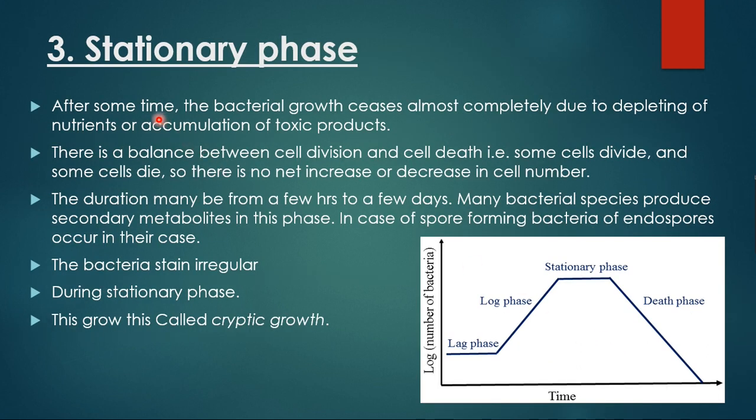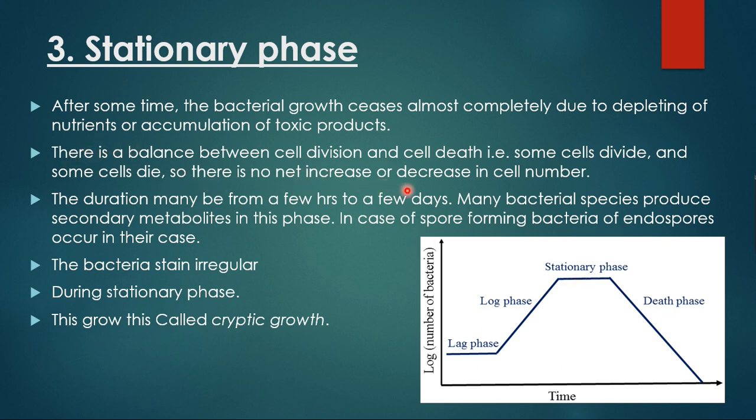Let's see. After some time, bacterial growth ceases almost completely due to depletion of nutrients or accumulation of toxic products. There is a balance between cell division and cell death. In the log phase only cell division is occurring, but in the stationary phase we have a balance between new cells arising and old cells dying. So that's how there is a balance and we have a smooth horizontal linear line or curve.